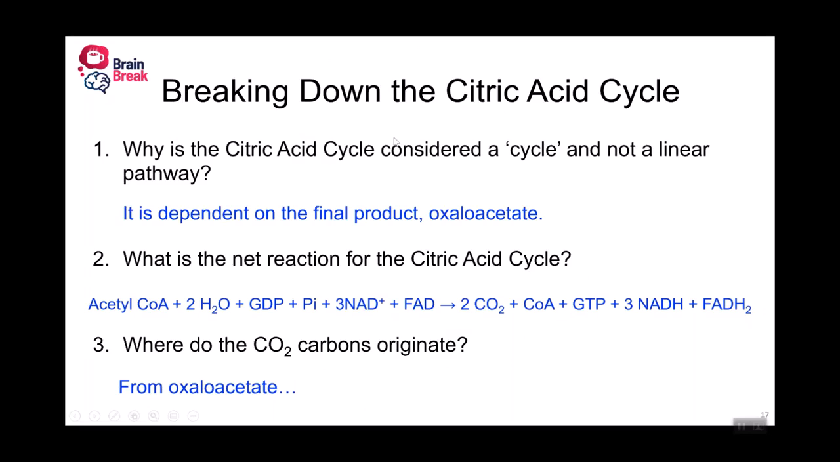So even though oxaloacetate isn't found in the net equation, it is a very important molecule. It's the key starting substrate and the donor for the decarboxylation steps, and its production is one of the goals of the second half of the citric acid cycle, so stage 2. Okay, really regenerating oxaloacetate in order for the cycle to run again.